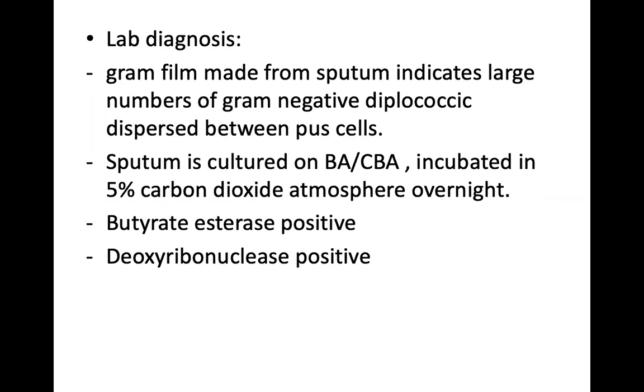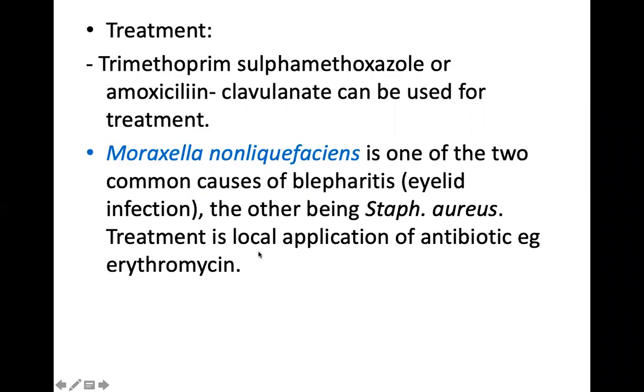So for lab diagnosis, you can take a bronchoalveolar lavage specimen or a sputum specimen. On gram staining, you're going to see large numbers of gram-negative diplococci dispersed between cells. You can culture it on blood agar or CBA, and it's positive for the butyrate esterase and deoxyribonuclease tests. For treatment, you can use trimethoprim-sulfamethoxazole, or amoxicillin-clavulanate antimicrobial agents.